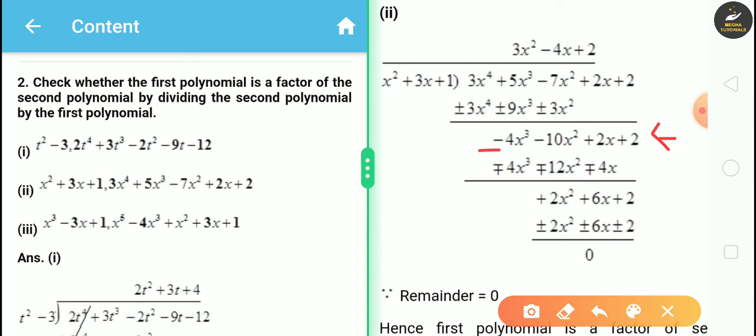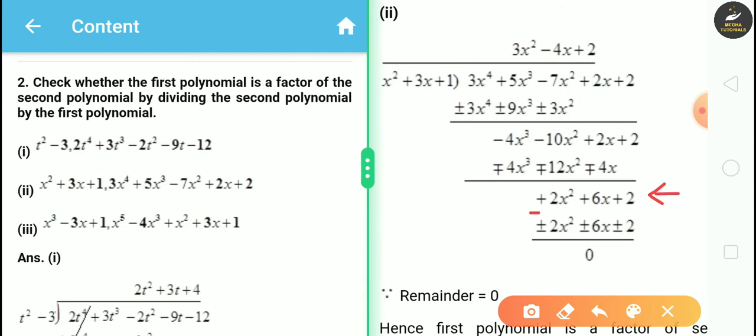Then first term upon first term, so minus 4x cube upon x square we will get minus 4x. Multiply minus 4x with the whole divisor to get minus 4x cube minus 12x square minus 4x. Then we will change the sign from minus to plus and minus to plus. So minus 4x cube plus 4x cube will be cut, minus 10x square plus 12x square we will get plus 2x square, plus 2x plus 4x we will get plus 6x, and plus 2 will come as it is. So the next step will be 2x square plus 6x plus 2.